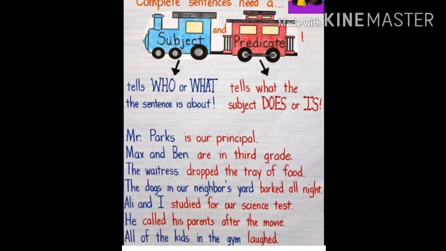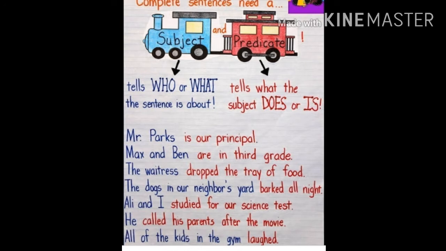Next, the dogs in our neighbor's yard barked all night. Now students, can you see here what is the topic about which we are talking? So yes students, we are talking about the dogs in our neighbor's yard. So it is what? It is the subject. And what do you think? What will be the predicate? Yes, barked all night. Can you see barked is the verb used here. So barked all night is the predicate.